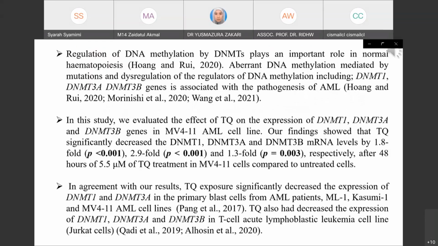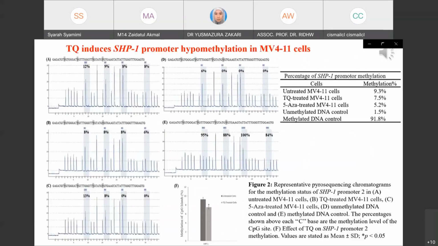In agreement with our results, thymoquinone significantly decreased the expression of DNA methyltransferase 1 and 3A in the primary blast cells from acute myeloid leukemia patients and in ML1, COSAMI1, and MV4-11 cell lines. Thymoquinone also decreased the expression of DNA methyltransferase 1, 3A, and 3B in the T-cell acute lymphoblastic leukemia cell line Jurkat cells. Here, the graph shows that thymoquinone induces SHIP1 promoter hypomethylation in MV4-11 cells.